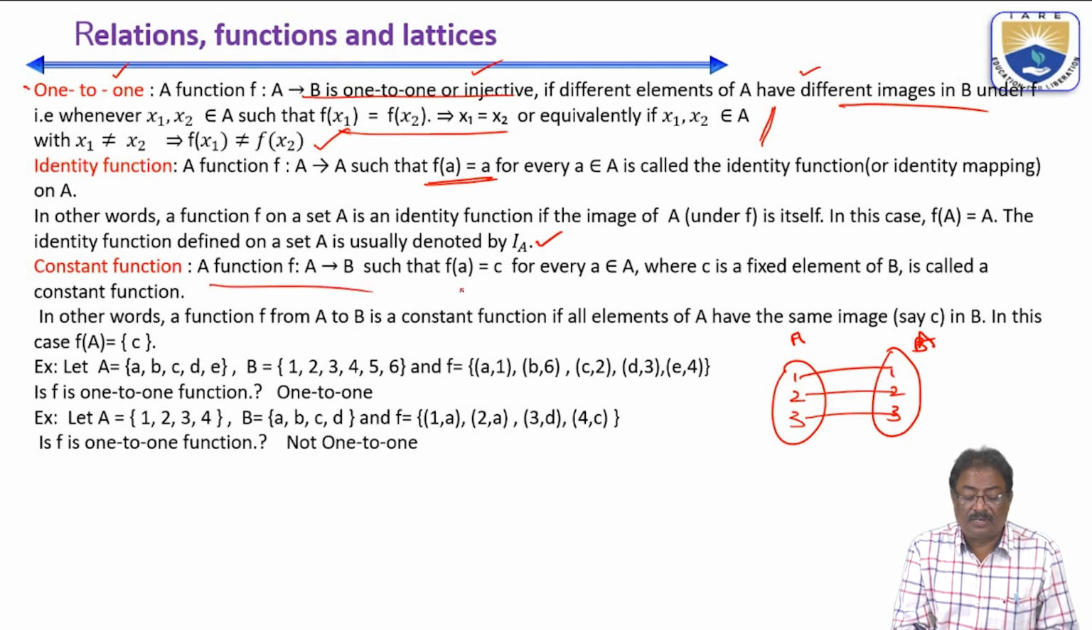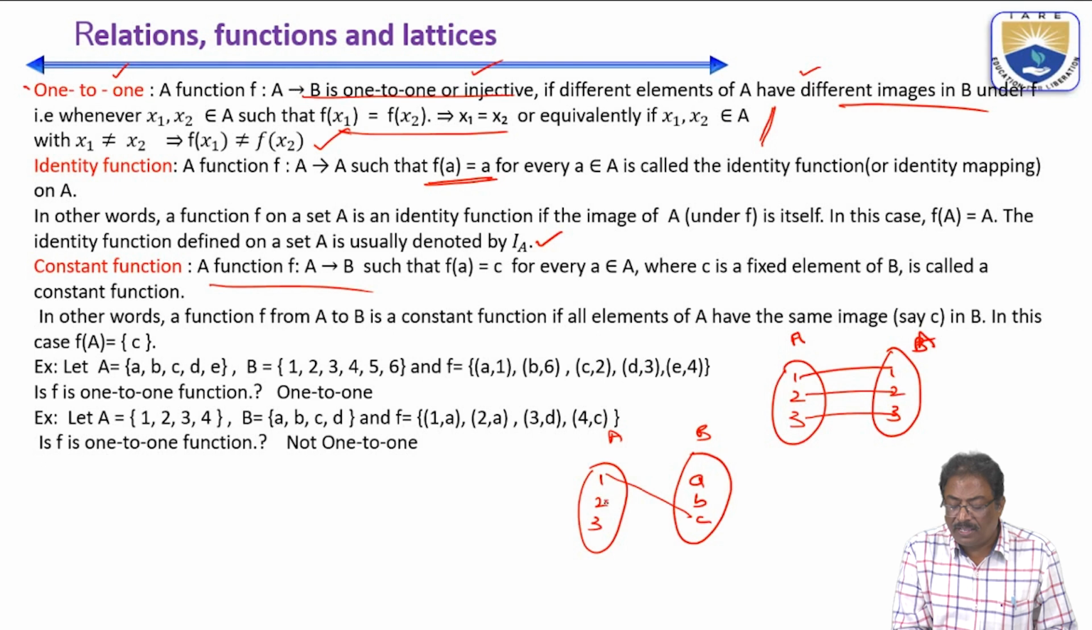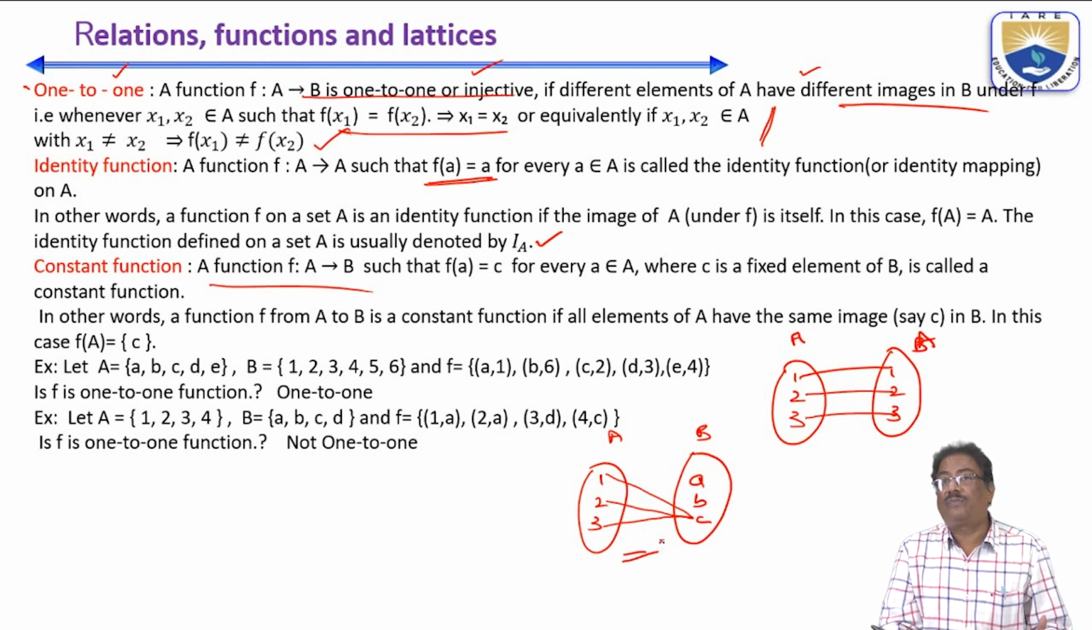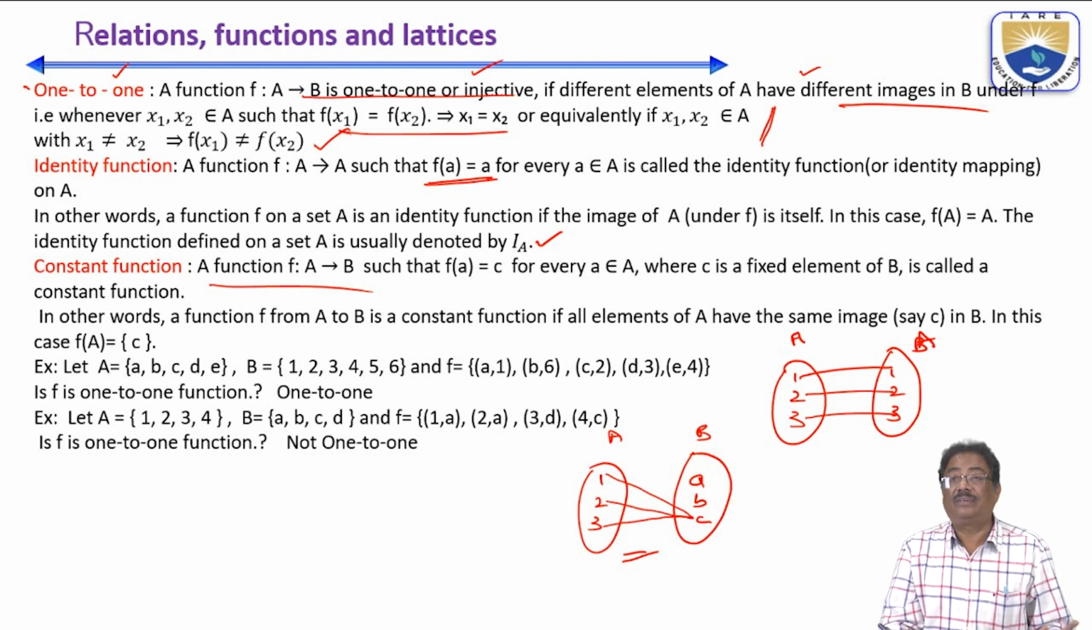Then the constant function. Let f be from A to B, where A is 1, 2, 3 and B is, let us say, a, b, c. For every x, f of 1 is equal to c, f of 2 is equal to c, f of 3 is equal to c. Then we say that the function is a constant function. Every element of A maps to only one element.